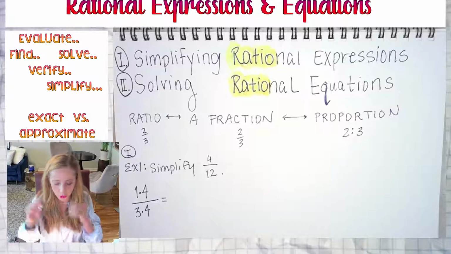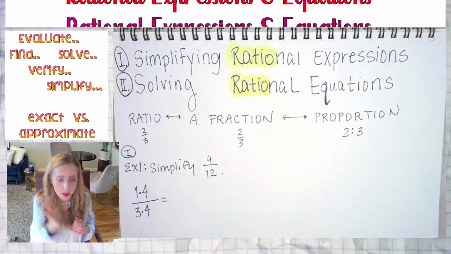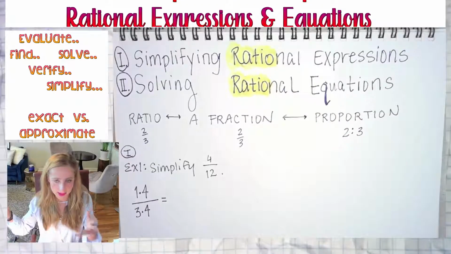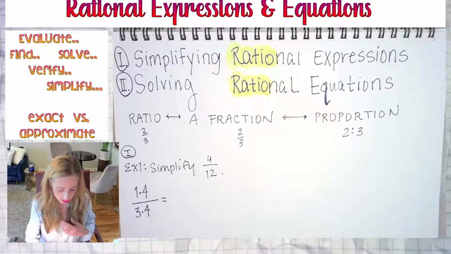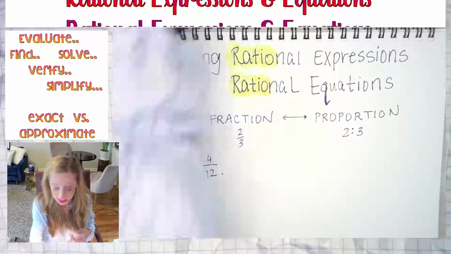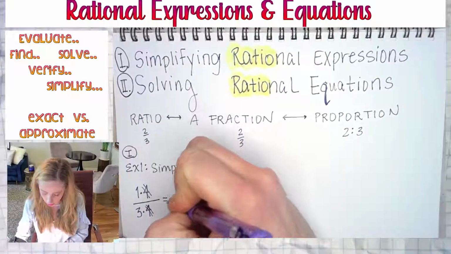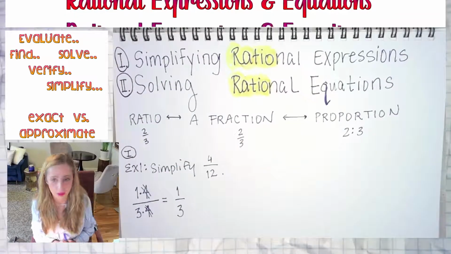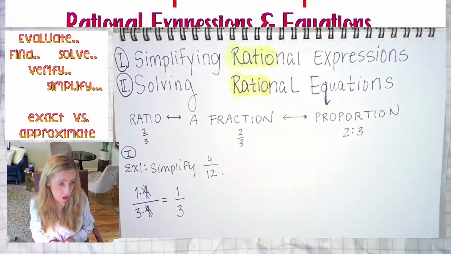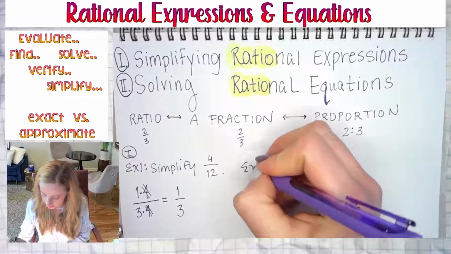Cancel is reserved for when something turns into 0, like positive 2x and negative 2x adds to 0x, and that's cancel, all right? So what is going to happen is the 4s are going to go away, bye-bye, and you're left with 1 over 3. So that's what it's simplified to. So that one's pretty straightforward. What about this next example?